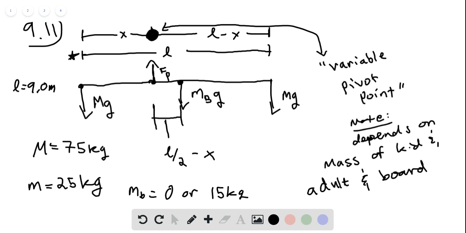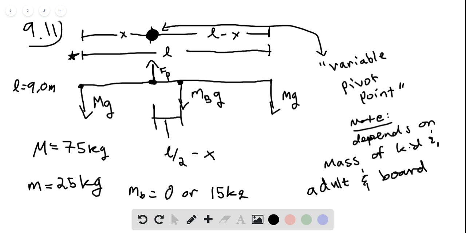And we can't forget the pivot point itself. So I just drew this right under where my pivot point was. It really could be anywhere. But this is going to be the force due to the pivot point. And then you also have the board itself. So MBG is the weight of the board pulling down. The two MGs are the kid and the adult. And FP is the pivot force. And the distance between the pivot and the center of gravity is going to be L half minus x, right?